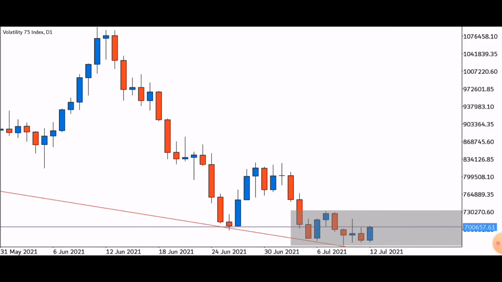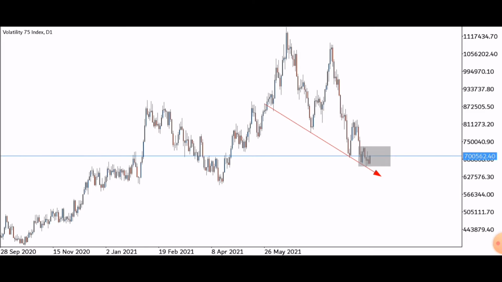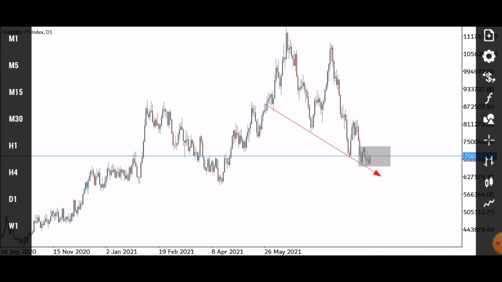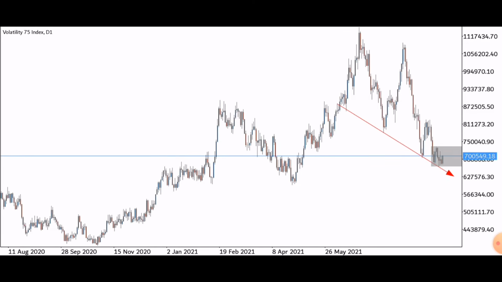Oftentimes we expect high demand at levels of support in the market, and we also expect a high level of supply at levels of resistance in the market. Now please take note that support and resistance is not the same thing as supply and demand. So I'm going to analyze this market to you and I'm going to show you what I really mean by these terminologies.